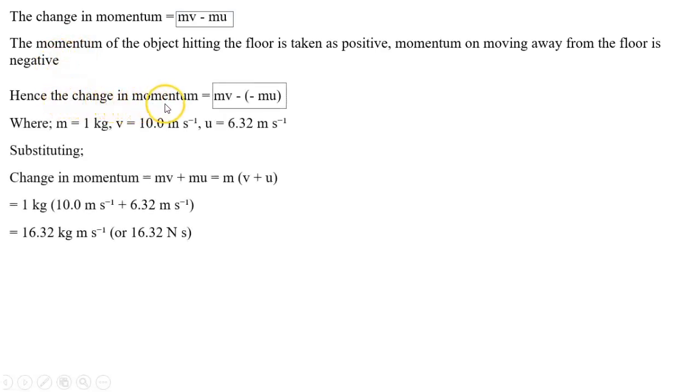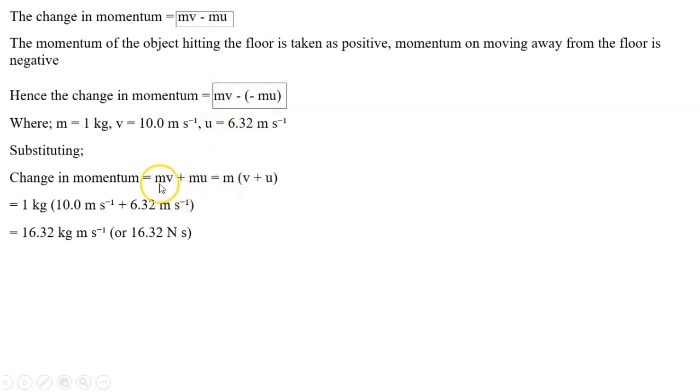Hence, the change in momentum is equal to mv minus the initial momentum. Now the object rebounds up, so the initial momentum is going to be negative. That is why we have m times minus u in a bracket here, where m is equal to 1 kilogram, v is equal to 10.0 meters per second, and u is equal to 6.32 meters per second. Substituting, the change in momentum is equal to mv minus, times minus is positive, plus, so we have mv plus mu.